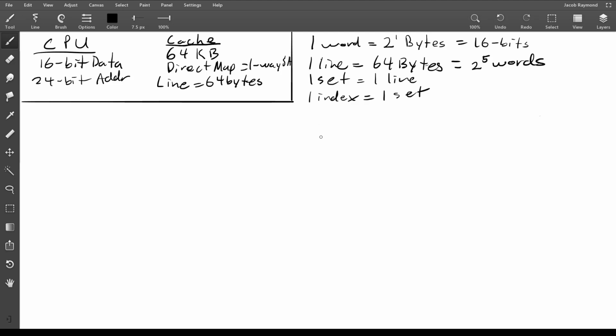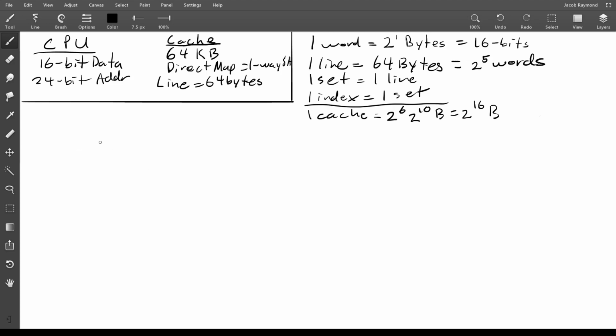So, yeah, and then we also want to note down that one cache is 64 kilobytes, so 64 is 2 to the power of 6. Kilo is 2 to the power of 10 bytes, so we have 2 to the power of 16 bytes. And I believe that's all the information that we need.